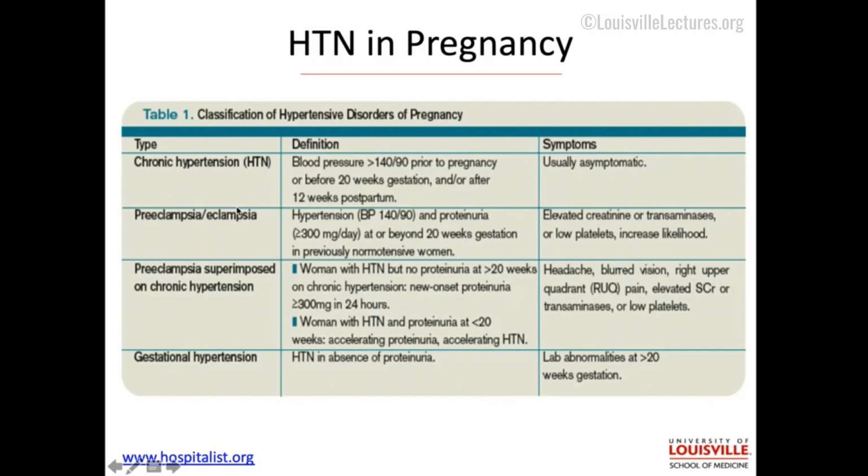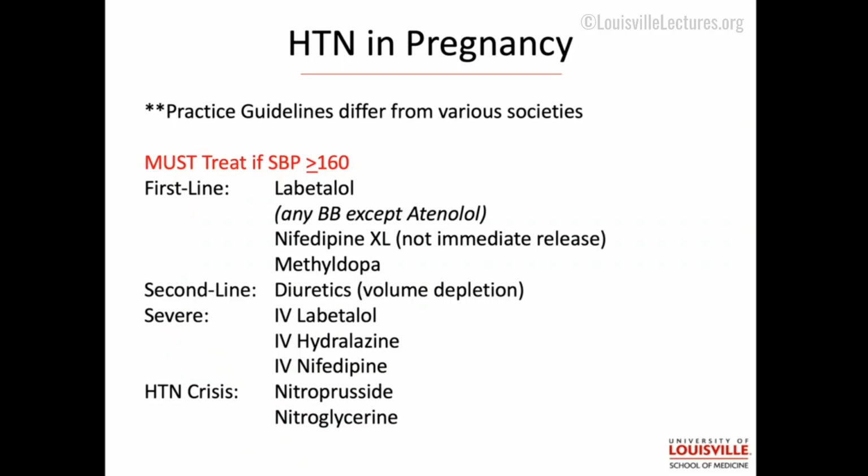There's also preeclampsia or eclampsia. That's when you have the hypertension plus proteinuria beyond 20 weeks. Okay, you can get preeclampsia on top of chronic hypertension. That's when you add in the proteinuria after 20 weeks. Or gestational hypertension, high blood pressure in the absence of proteinuria greater than 20 weeks of gestation. So those are a lot of things to keep straight, but very testable material. In fact, hypertension is the single highest represented subject on the ABIM under cardiovascular. Okay, so what do we do about it?